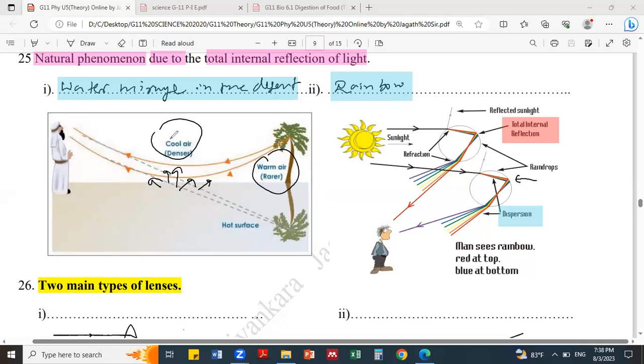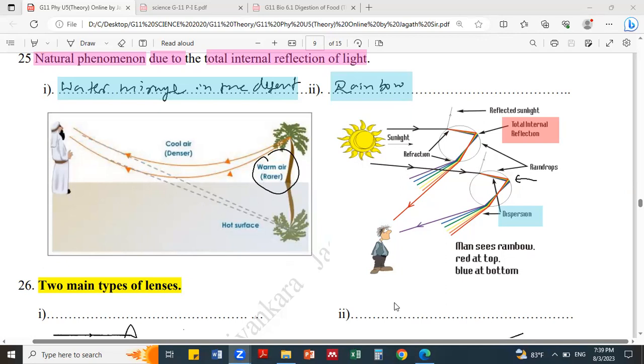Upper layers are denser. So that means it appears like light traveling from dense to rare. It bends away from the normal, and at a certain point it undergoes total internal reflection. So that is called water mirage. But anyway, no need to memorize how to explain this. Just remember it is a natural phenomenon due to total internal reflection. So that's about total internal reflection applications and natural phenomena.